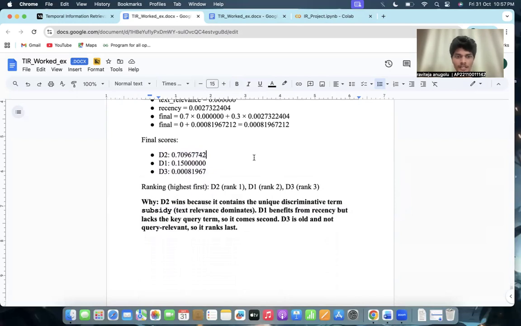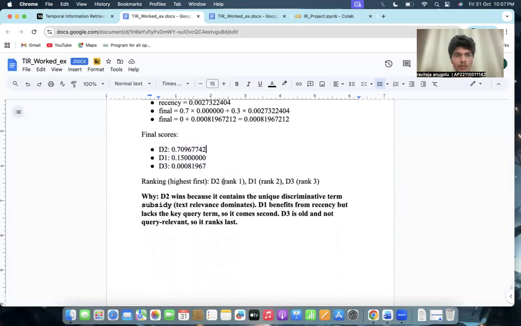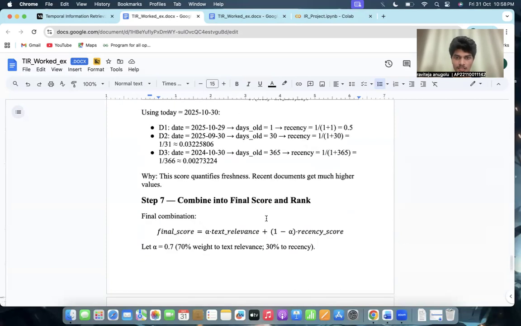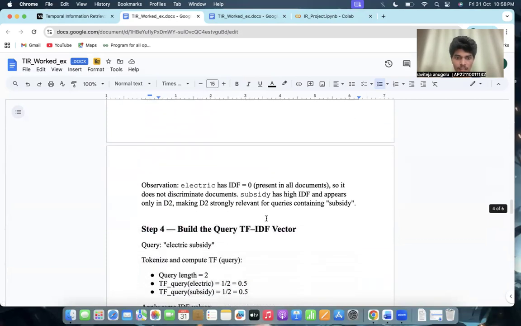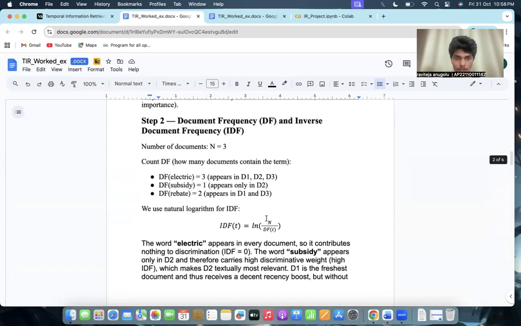Here you may be wondering why D2 is ranked first. D2 wins because it contains the unique discriminative term subsidy. D1 benefits from recency but lacks the key term, so it comes second. D3 is old and not query relevant, so it ranks last. Let's understand this by looking at the picture.